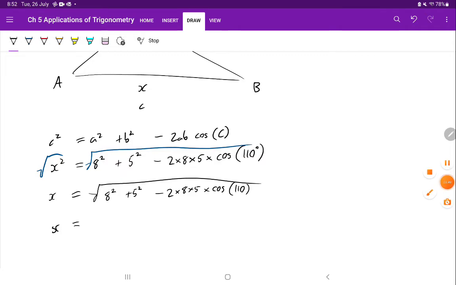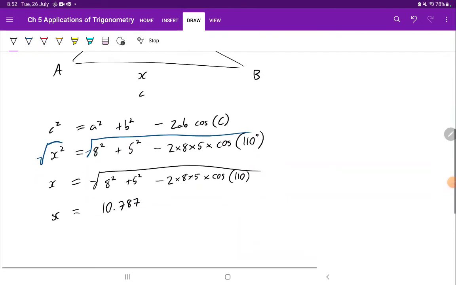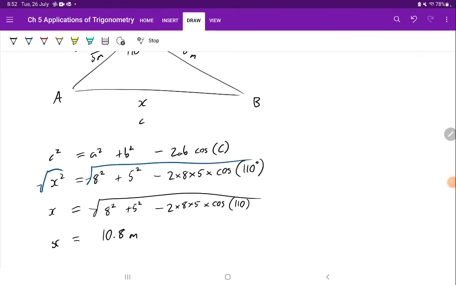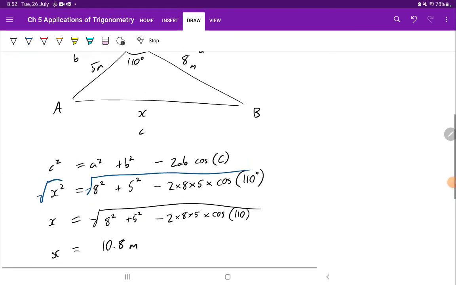And you can see I get 10.787, and since the units was meters, it's also going to be meters. Let's just round it to 1 decimal place, so 10.8 meters long, which makes sense if you have a look at the picture. C is definitely the longest side, so it should definitely have the longest side in terms of its length.